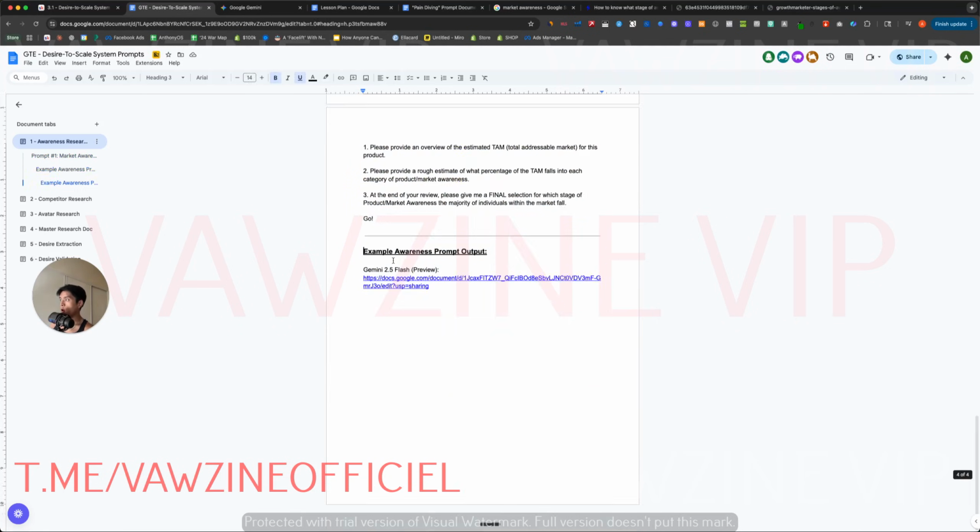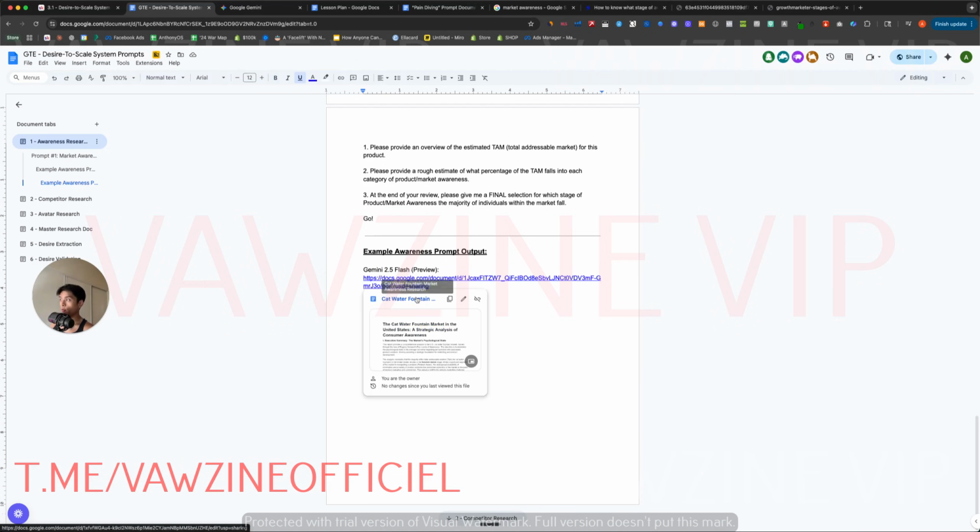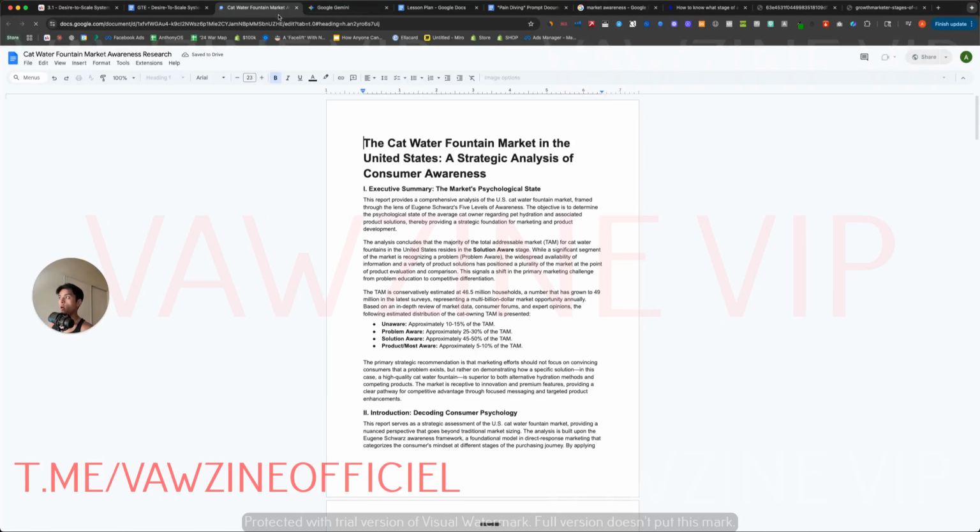And then I also attach an example prompt output. So basically, I already went ahead and generated an output using each of these prompts, and I left an example of what it should look like once you're finished.